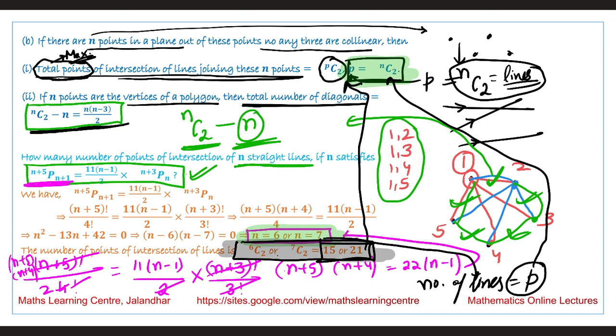We are saying we have 15 or 21 points of intersection. These are the maximum number of points that we can have.